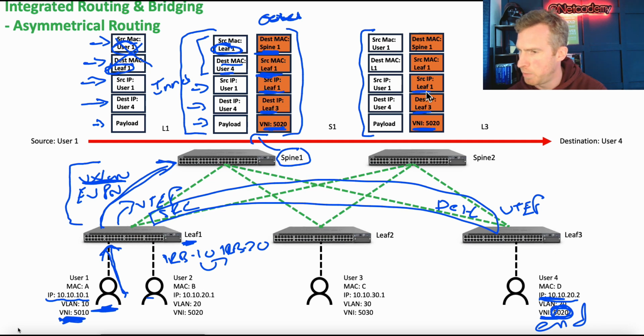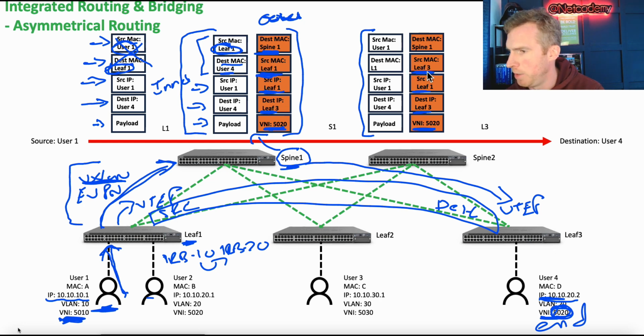But now because spine 1 is forwarding this traffic down to this VTEP tunnel, leaf 3, we're now going to have a destination MAC address of leaf 3. There was a little bit of a typo there. I did correct it. You might have noticed it did say leaf 1. That's incorrect. But the destination MAC address for this next hop is going to be leaf 3 at layer 2. And this is coming now from spine 1.